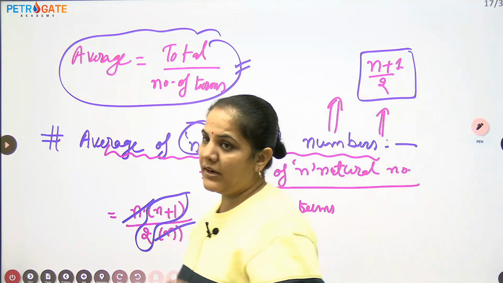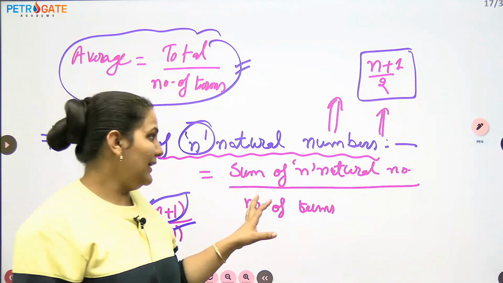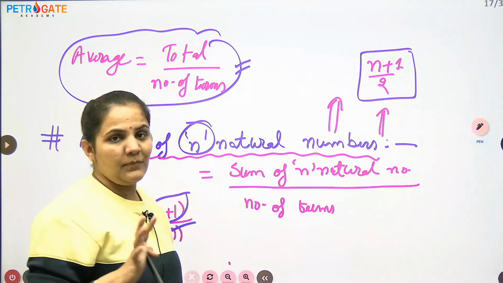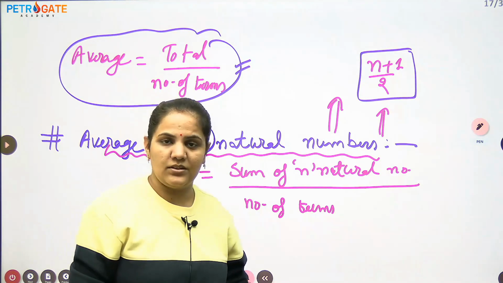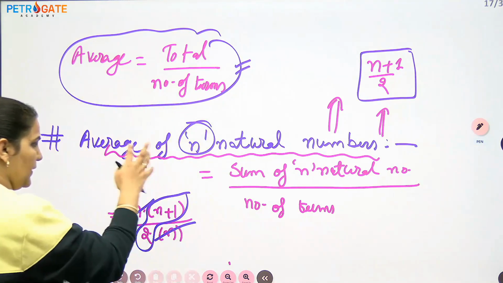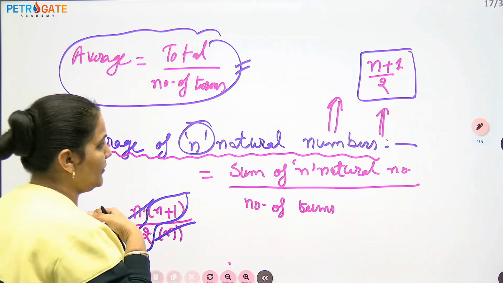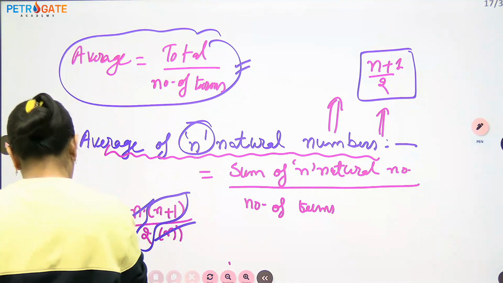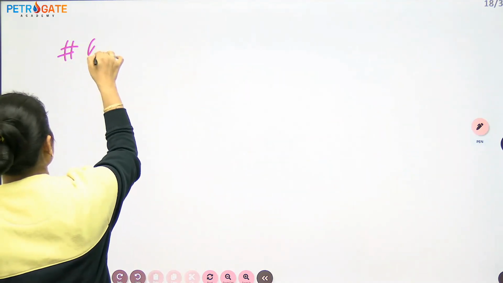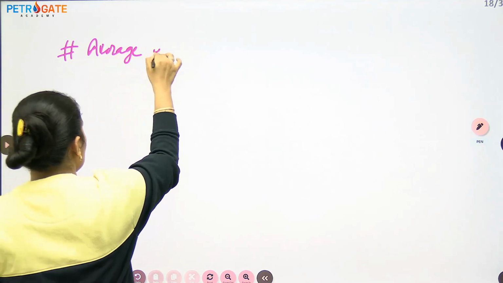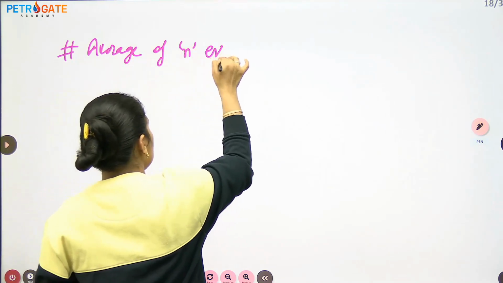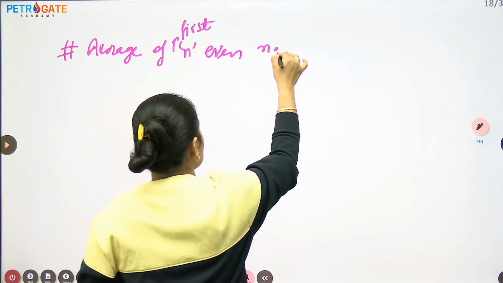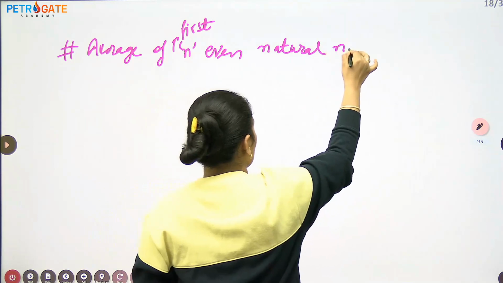In the same manner, you can find the average. Why I am writing here, because a question has been asked in the GATE examination which is exactly from the average. Okay, I will show you later this question. So the sum of first n natural numbers is done. When we talk about the average of n even numbers, then what will be that one? So average of n even natural numbers, or you can say first n even natural numbers.